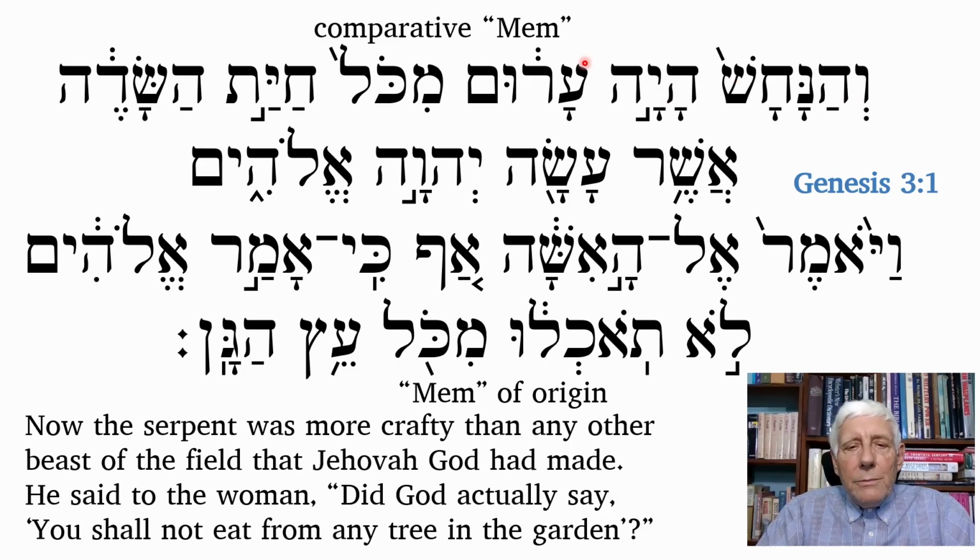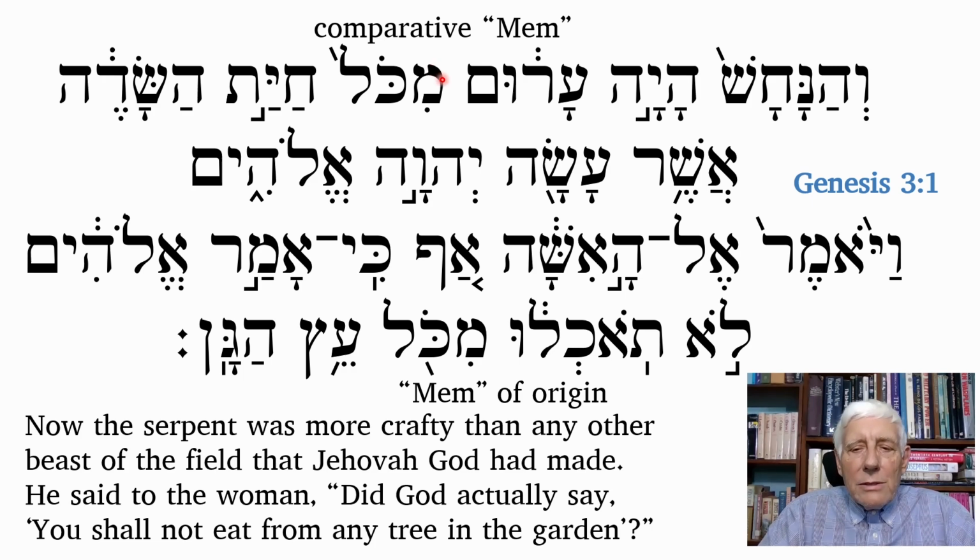Ve'hanahas haya arum mekol hait hasadeh. Okay, and then the serpent was astute, crafty, arum, smart. Mikol, compared to all. Mikol, from all. If you took the way you translate it as an origin, you go from all, but from all we understand compared to all.